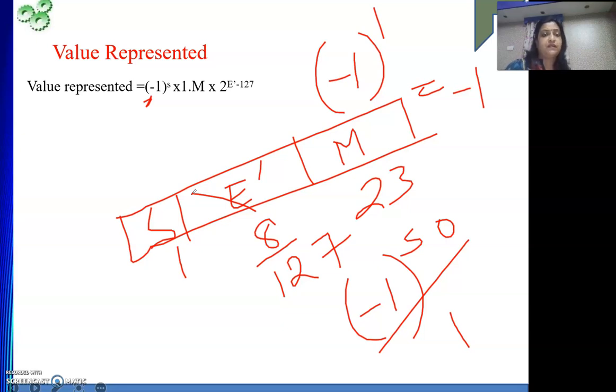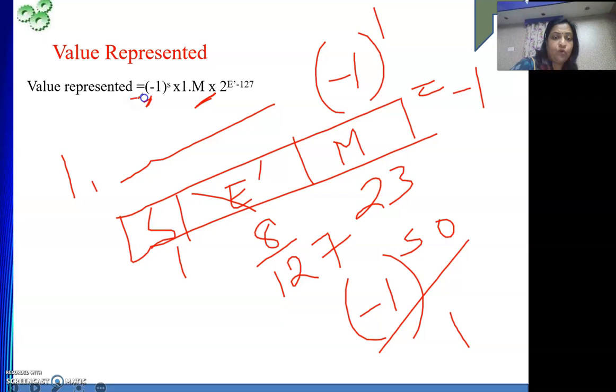Now, what is the mantissa part? The number is represented in implicit normalized form, where it looks like 1 point something, and that something is the mantissa part. Only the mantissa part is stored. So the total number will be 1 point whatever we have stored in the mantissa. As a whole, this is the value represented by IEEE single precision. If it is double precision, the only change is E dash minus 1023. Everything else is the same.